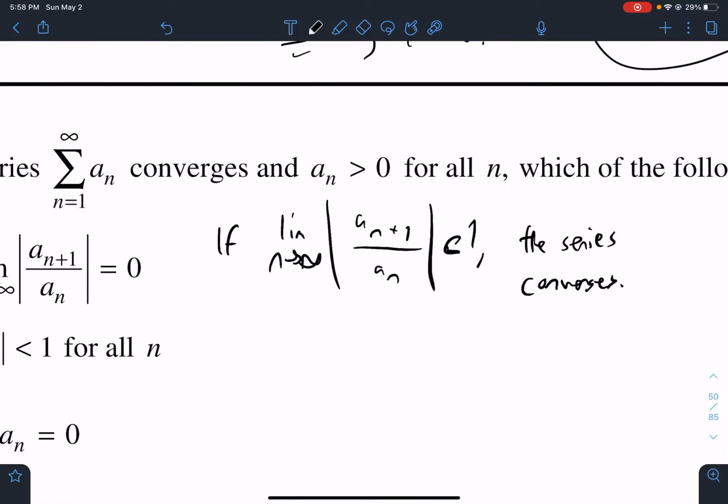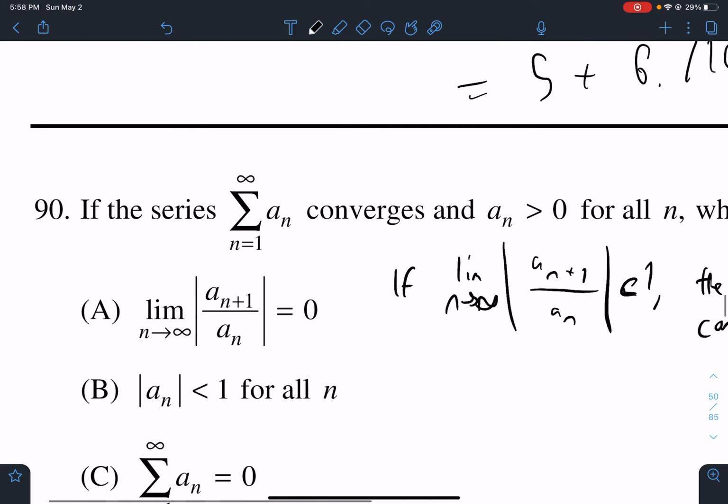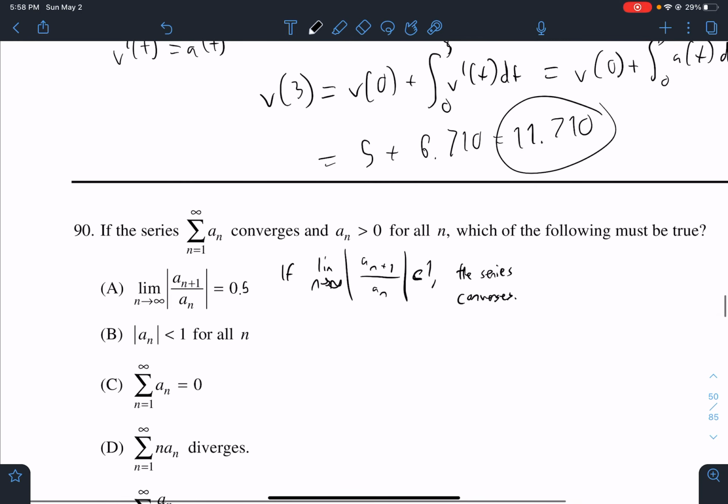And so it doesn't have to be 0, it just has to be less than 1. If the limit was 0.5, that would still work. So the reason why A is false is that it equals 0, not less than 1. For B, again, absolute value of a of n is less than 1.